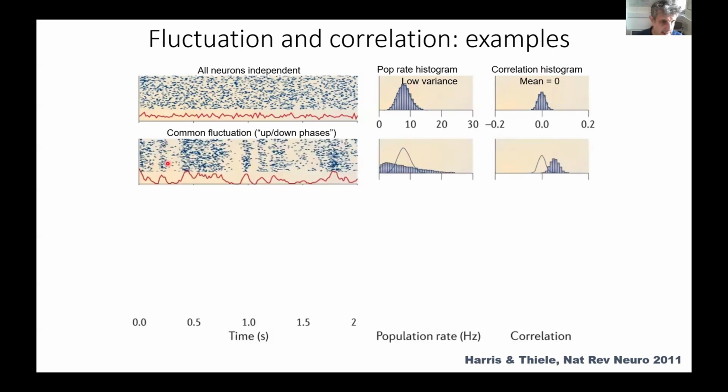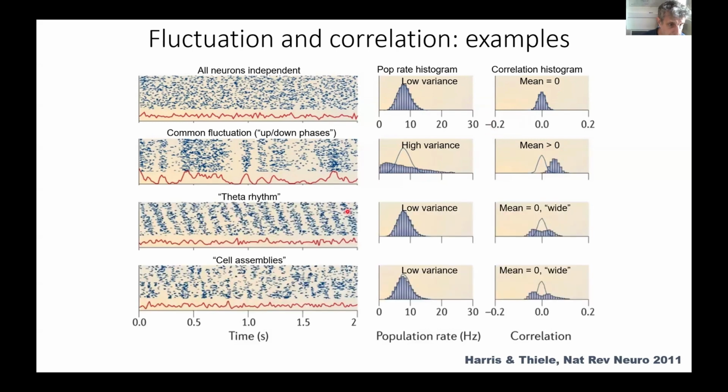Now, if we look at the case that was just illustrated, that the neurons are fluctuating up and down together, we have a much larger variance of the population rate, and the correlations have a positive mean. So we have high population rate variance and a positive mean correlation. This is the synchronized state.